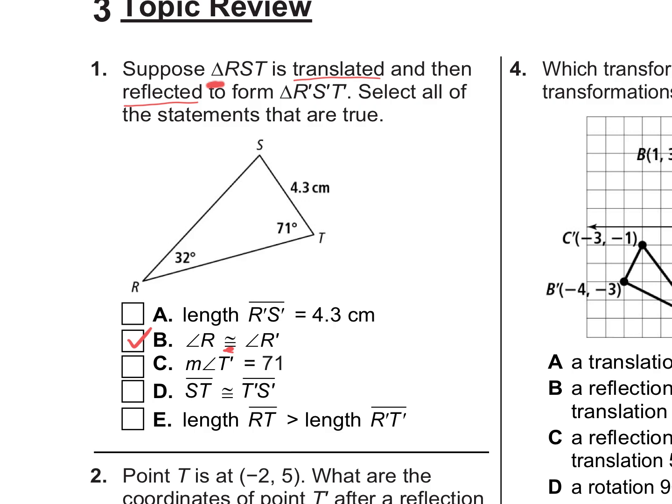The measure of angle T prime is going to be 71. Is that going to be true? Yes. Why is that true? Because the original is 71. Good. ST is congruent to TS. True or false? It is true. Doesn't matter the order. ST is congruent to TS, TS is congruent to ST, it does not matter the order on those. And then this last one, length of RT is greater than the new RT. True or false? What's wrong about that? It should stay the same, right? This should say equals instead of greater than.